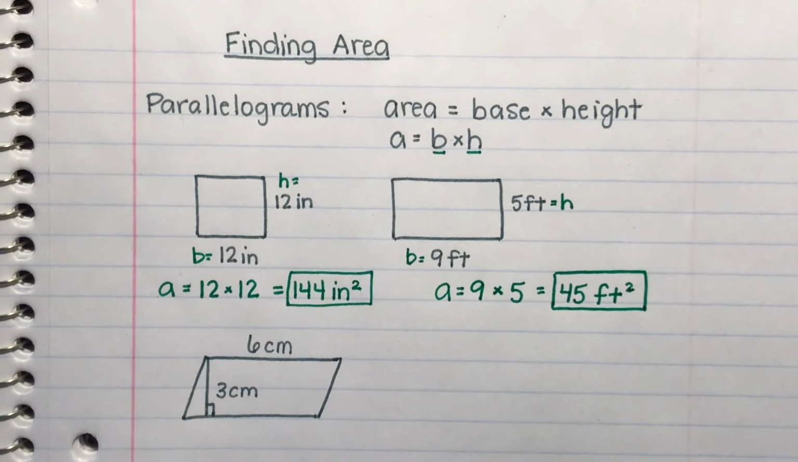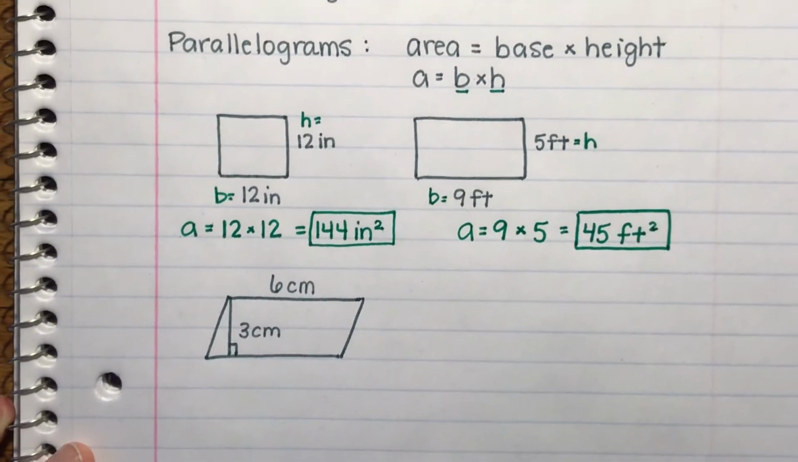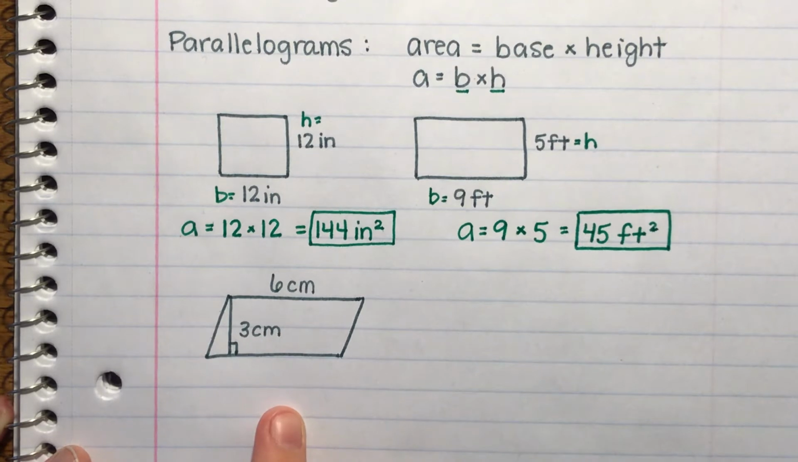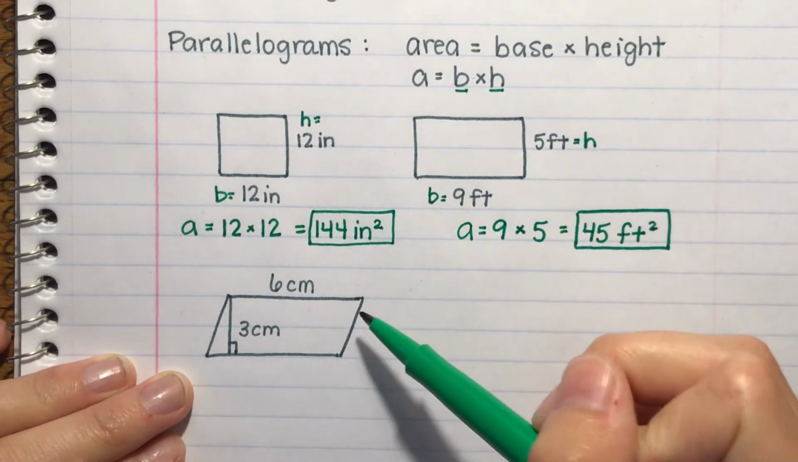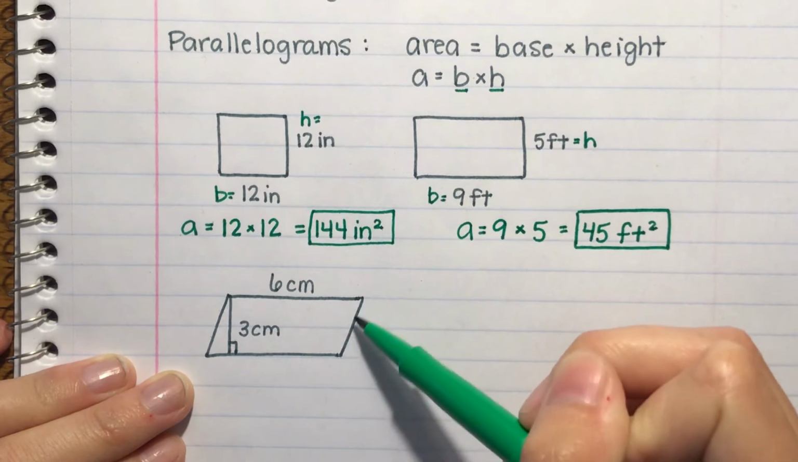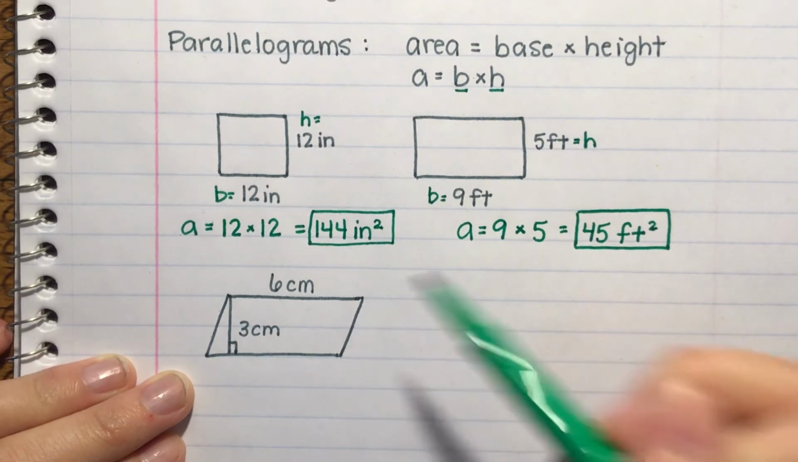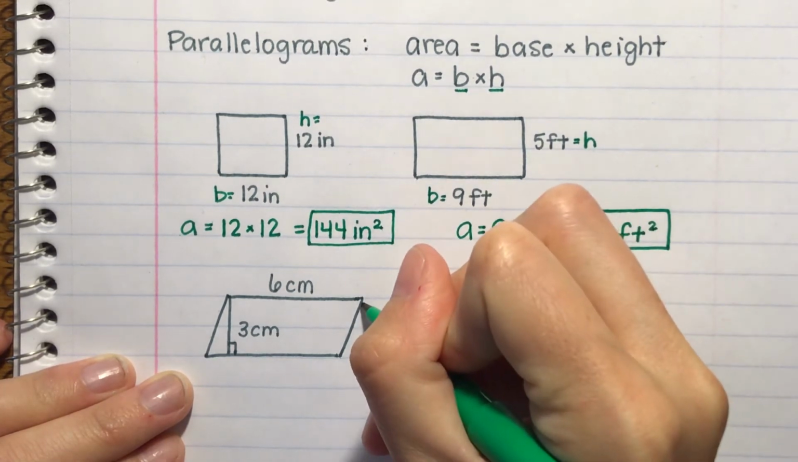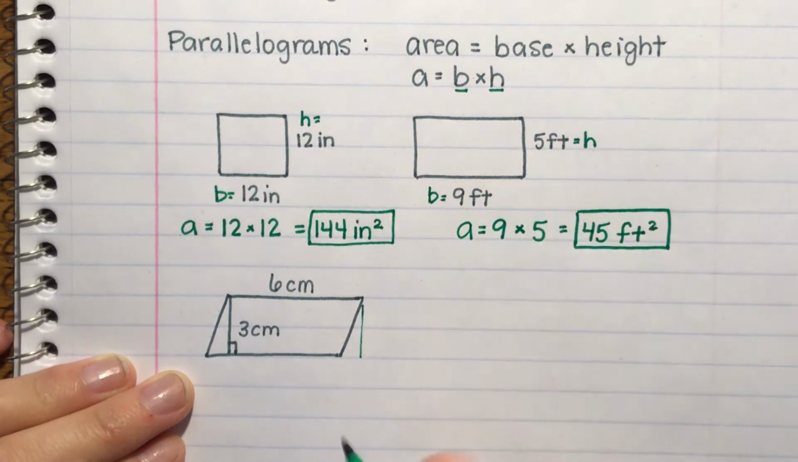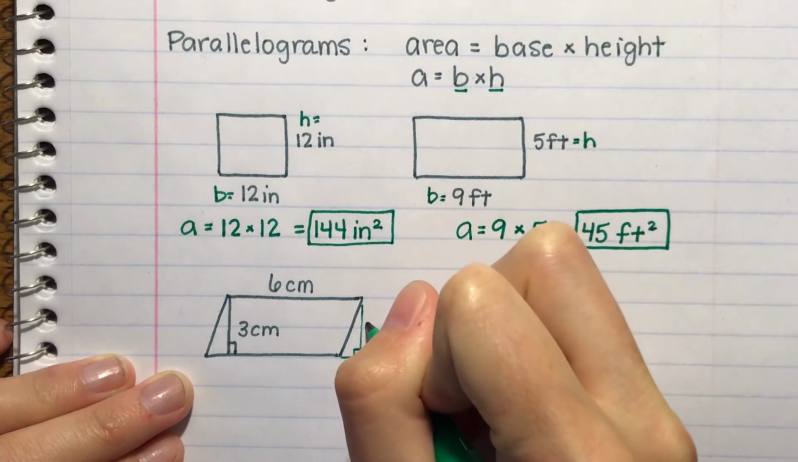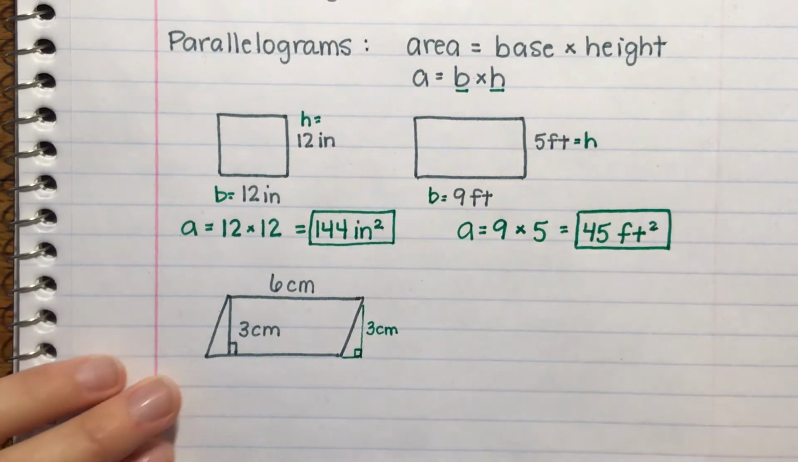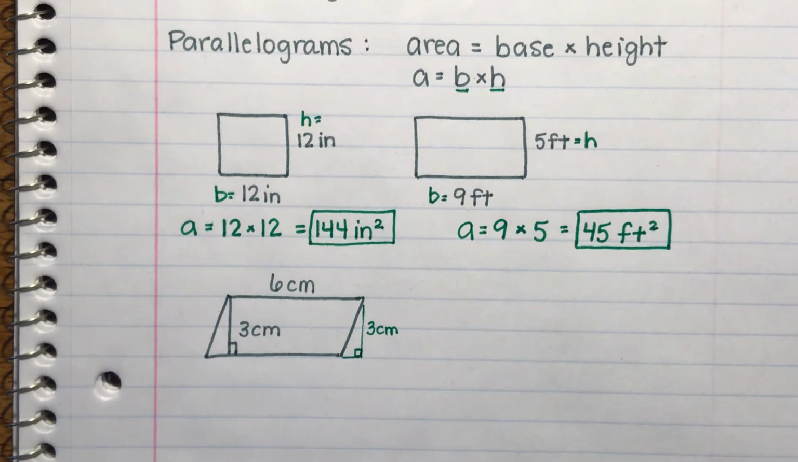All right, now the one that you saw on your practice a bit that might have been a little confusing, a parallelogram. Now sometimes they might try to trick you. They might put the height on like this diagonal line, and that's not actually height. Sometimes they might actually put the height outside of the shape, and they'll do something that looks like this, and they'll label it with 3 centimeters. That is the height. That tells you how tall it is.